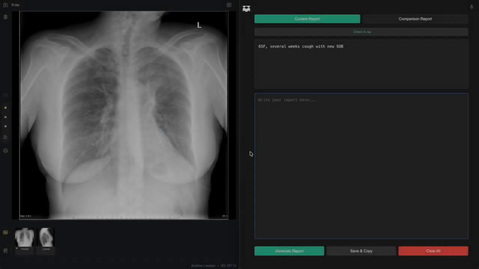Hi everyone, quick chest x-ray case today. 65-year-old female patient with several weeks of cough and new onset shortness of breath. And as we look at this radiograph, we can see that there is increased opacification within the left upper zone. This opacification is really quite diffuse.